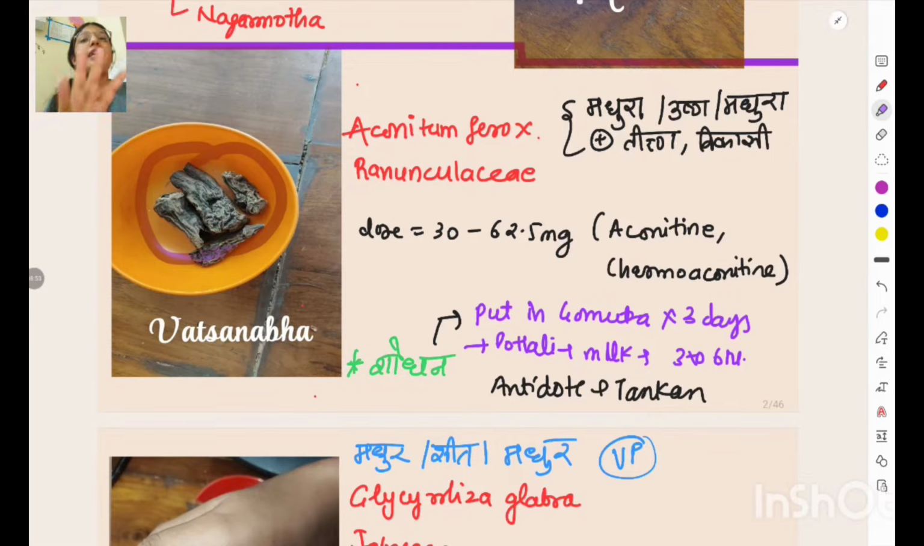And in this PPT I have included all those points, because that is the point where the examiner can strike you, or he can ask from that portion. So since it is toxic, its dose is very less, 30 to 62.5 milligram, and the phytochemicals responsible for its toxic action are aconitine, pseudoaconitine and chasmaconitine.